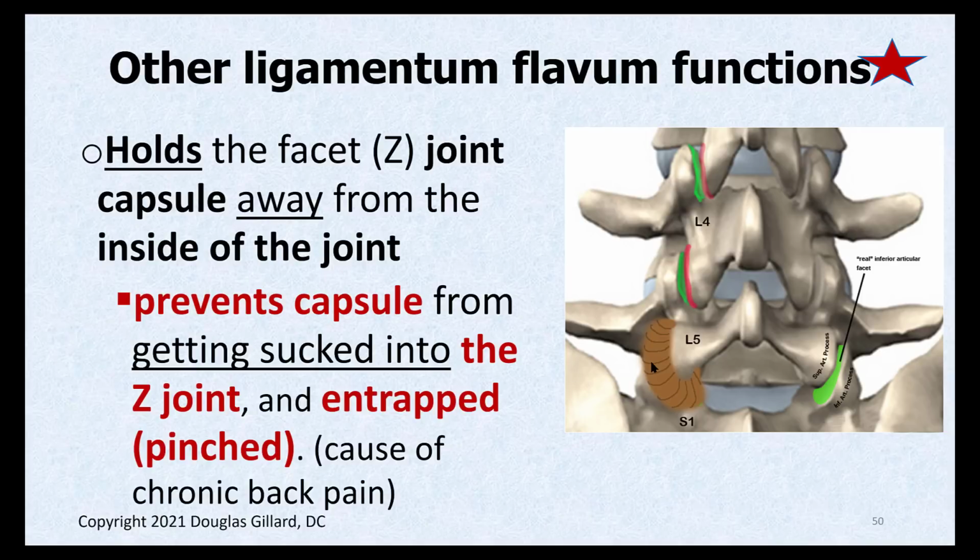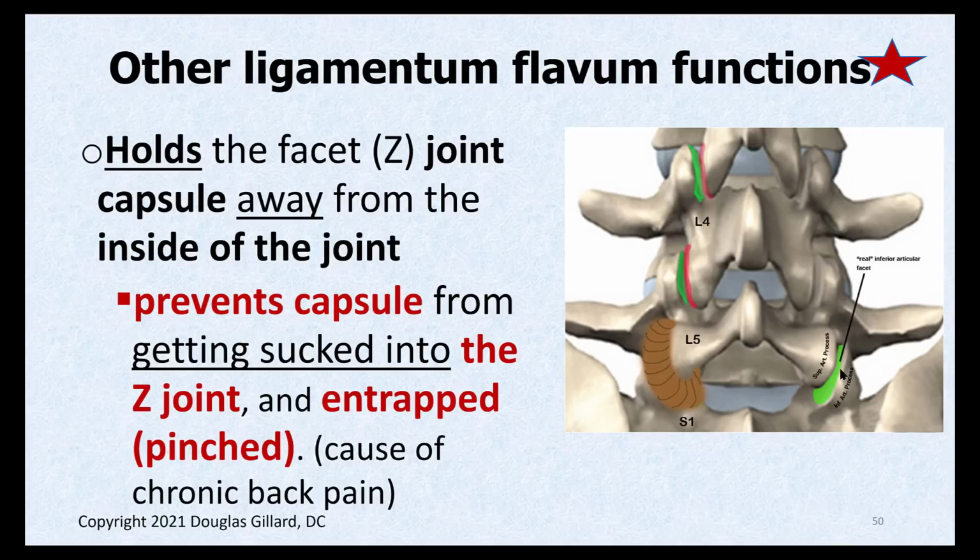It's kind of hard to get a picture of this, but here's the capsule drawn around the L5-S1 facet joint, or Z joint, whatever you want to call it. Sometimes this capsule can get snagged and pinched between the superior articular processes, and that can cause really bad low back pain. That's the kind of pain that locks you in one position.